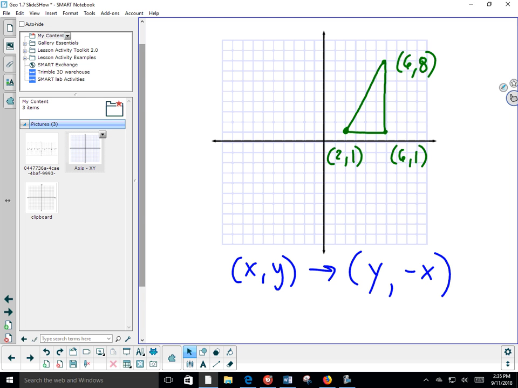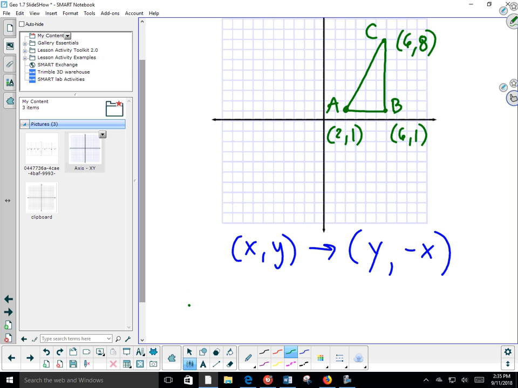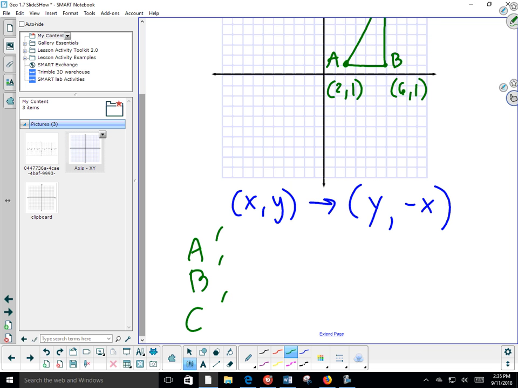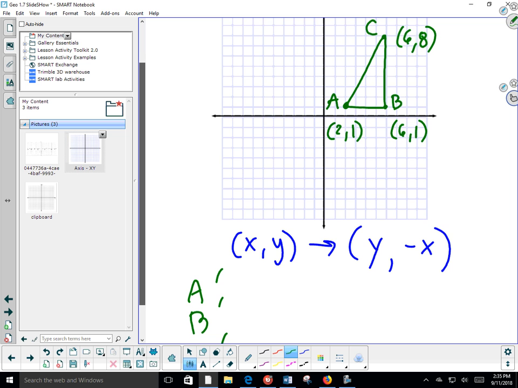And do you have graph paper? Would you graph this, please? Looks like Elizabeth's already ahead of us. So you're plotting this on graph paper. I better label these. I'll call this A, I'll call this B, and I'll call this C. And I want to know what A prime is going to be, what B prime, what C prime is going to be under this transformation.